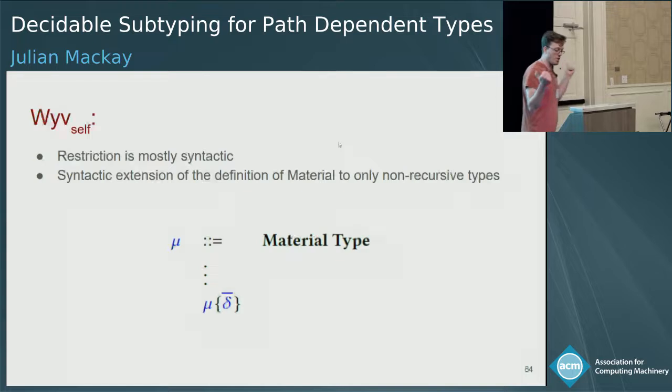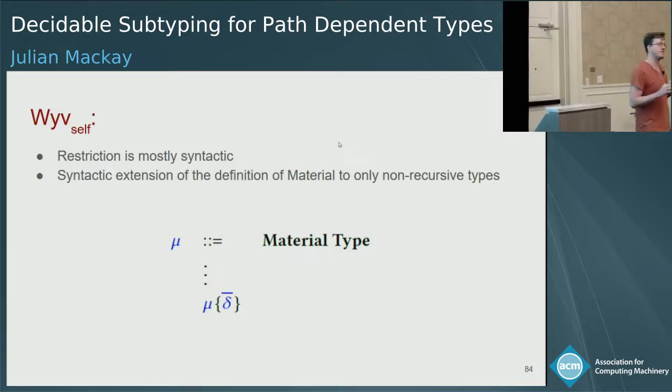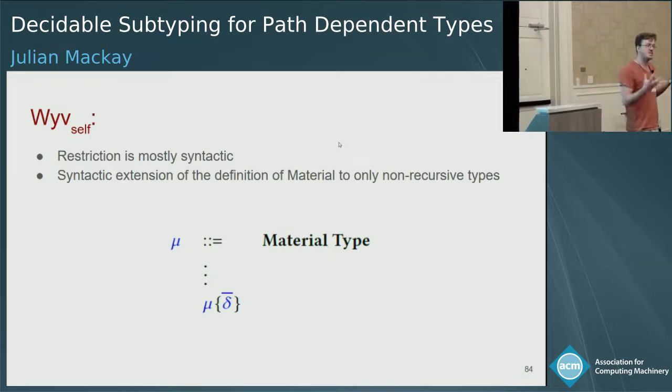So WyvSelf, on the other hand, still uses the same single context, but it places this restriction of disallowing recursive types from the lower bounds. What this does is ensure that there is a maximal depth after which environment narrowing doesn't occur. The useful thing is the restriction is mostly syntactic. To see the finer details of that, you'd have to read the paper. But it's mostly syntactic, and it gives us some nice features.